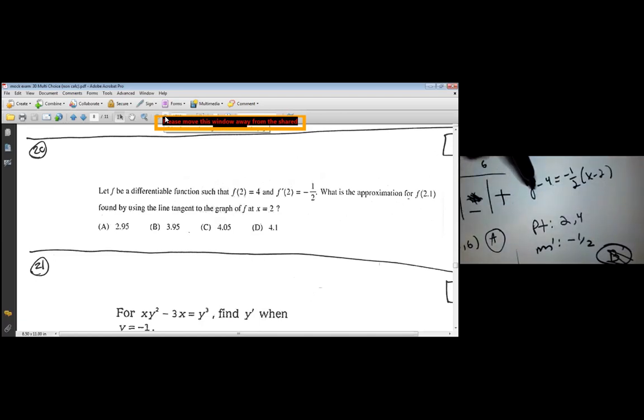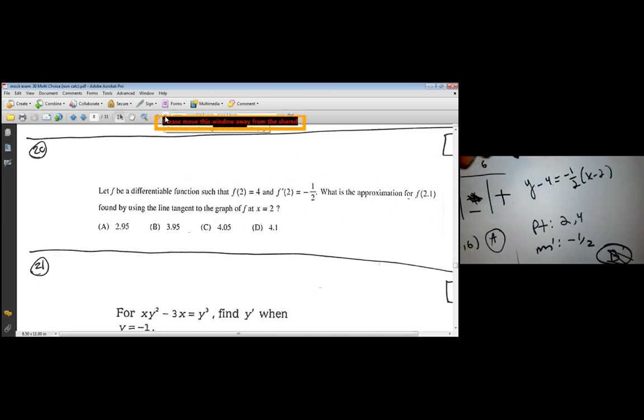Now the thing is that if you plug 2.1 into the tangent line, it's going to be so close that either way should get you the same answer. So yeah, I don't have any problem with that. I did it basically that way. I had that and I plugged in 2.1 for x and I got 4.05.